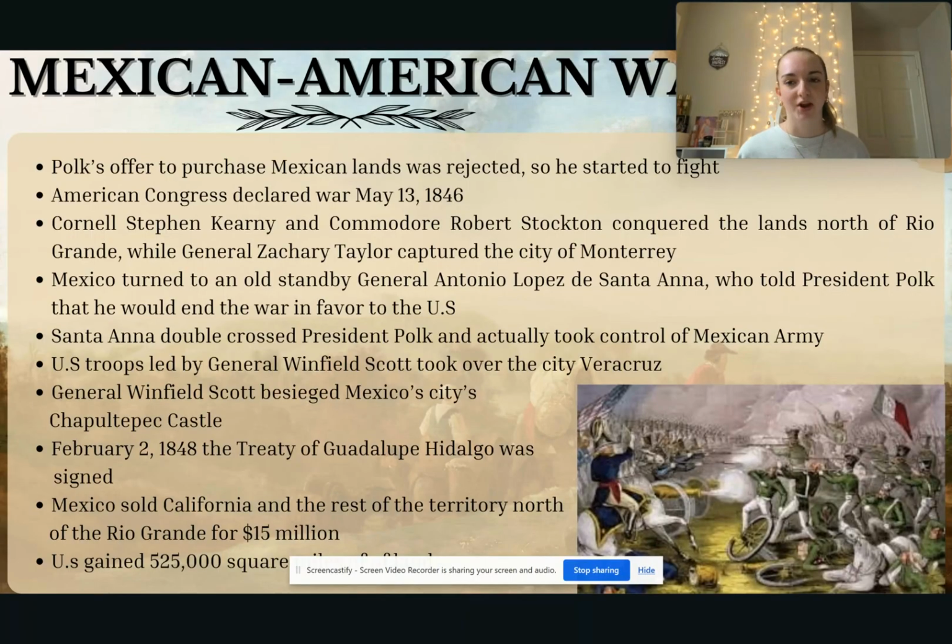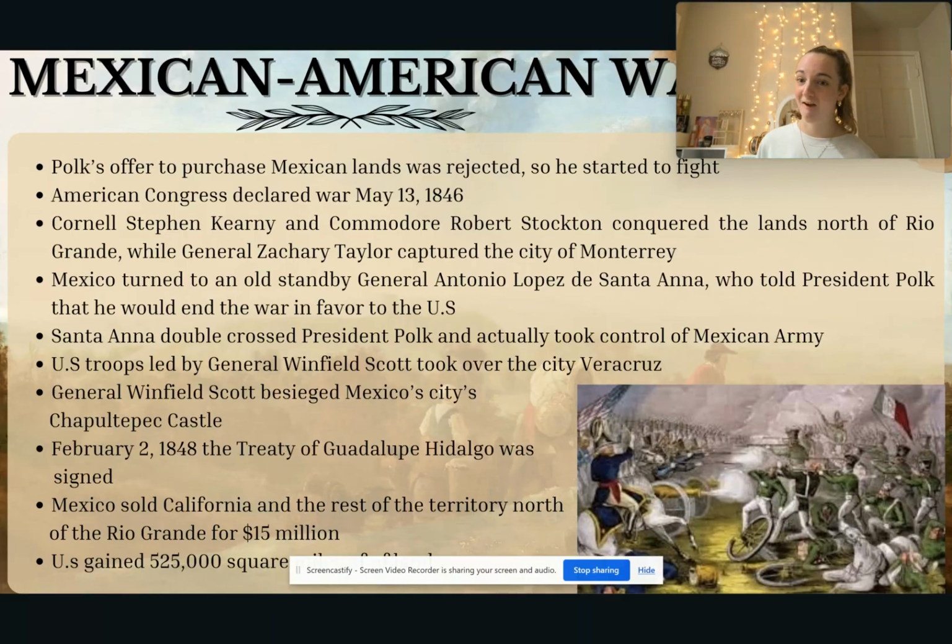And at this point, America is just waiting for Mexican government to reappear so that they could make negotiations with them. So then, on February 2nd, 1848, the Treaty of Guadalupe Hidalgo was signed, which basically established that the Rio Grande River was the border between U.S. and Mexico, and also Mexico sold California and sold all of that land for $15 million, and the U.S.